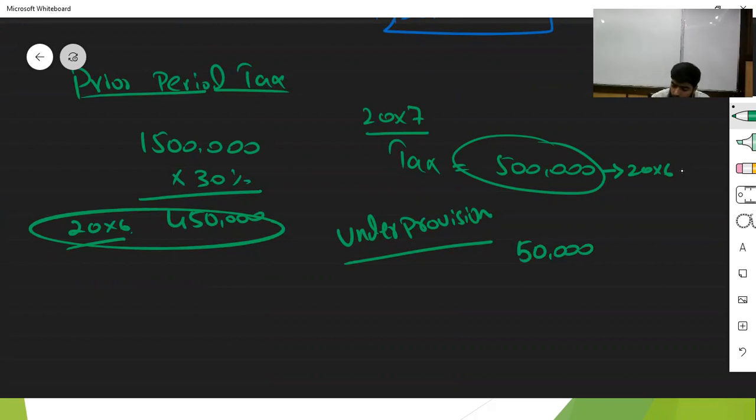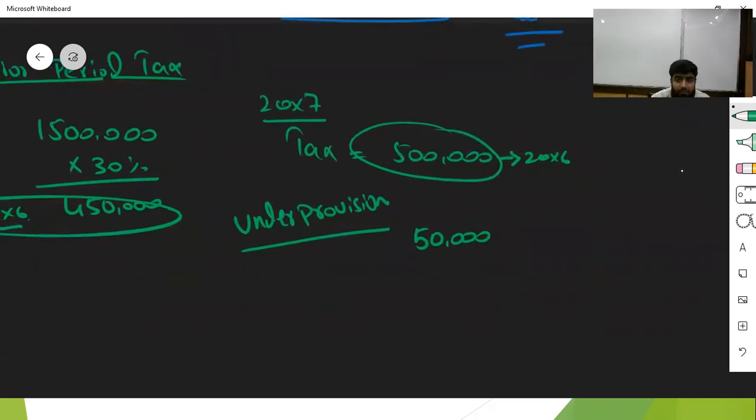And it will not be named as current tax, because it's not a tax for the current year. It's not the tax for the current year profit. It's a tax of a previous year, but adjusted in the current year. So we will record that 50,000 as a prior period tax.